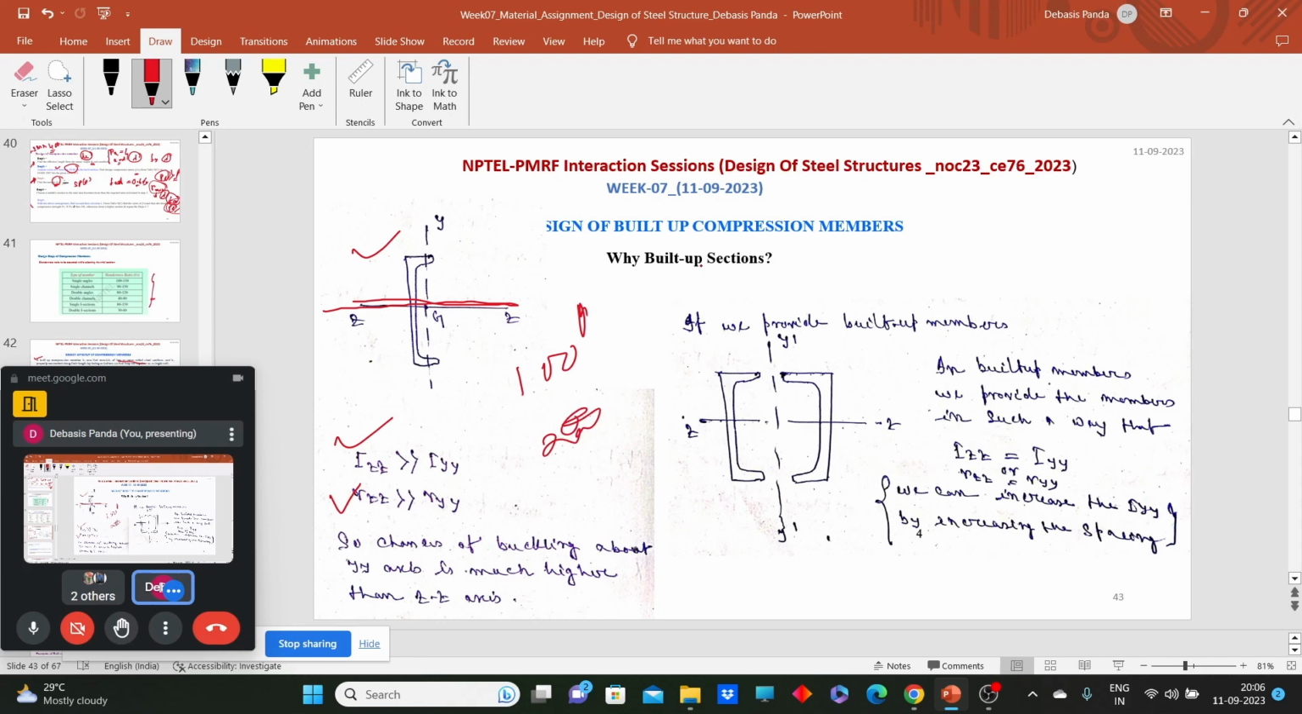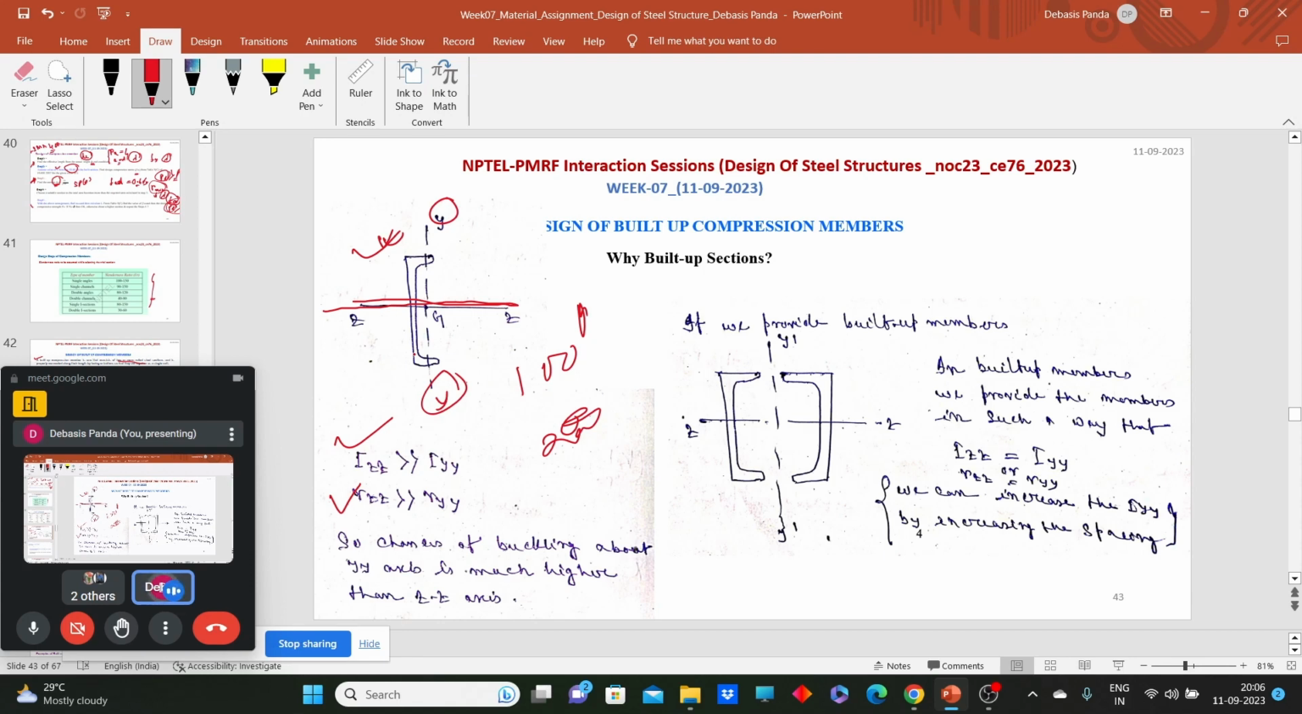So if we use this single channel section, what is the chance there? There is a chance that it will buckle about this minor axis. That means about this YY axis, whatever will be the load carrying capacity, we have to go with that load carrying capacity. We cannot go beyond the load carrying capacity.